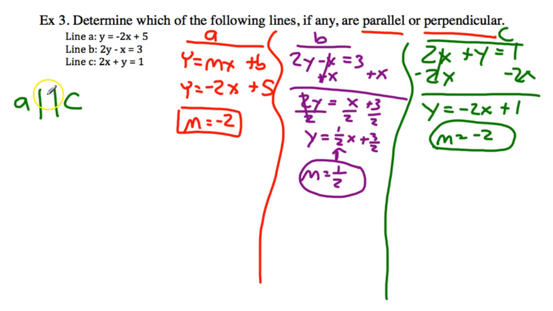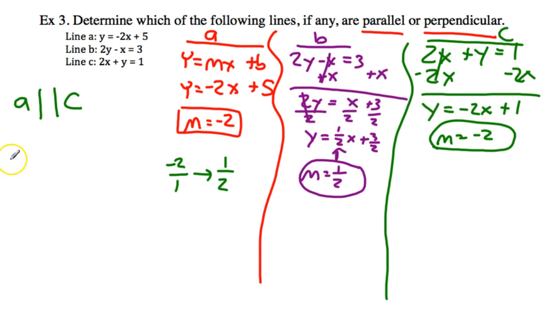These two lines look like they're parallel. That means line A is parallel to line C. What about perpendicular? That's the negative inverse, right? Well, this is -2, and that's really -2 over 1. If I do the negative inverse, I flip it, it becomes 1 over 2, and it was negative, so it becomes positive. So 1/2 and -2, those are negative inverses. So that means B is perpendicular to A and C.